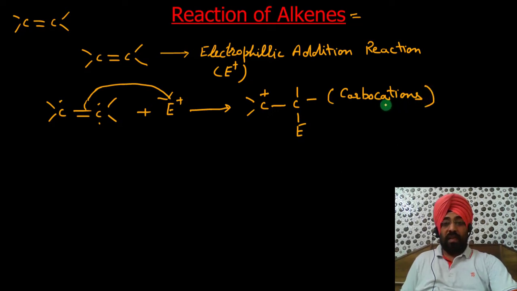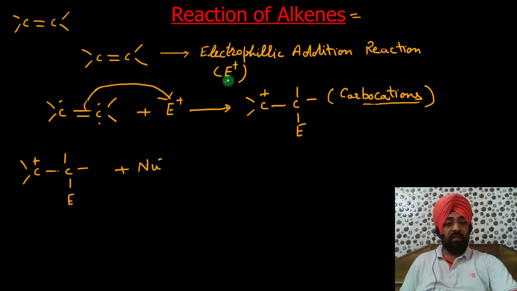You are aware of these. So carbocations are reaction intermediates in which the carbon carries a positive charge. Now in the next step, this intermediate can be attacked by a nucleophile, which can be the counter ion of this electrophile or some additional nucleophile from the solvent. Here is the positive charge, and it will be attacked by the nucleophile, which is the counter ion of this electrophile.